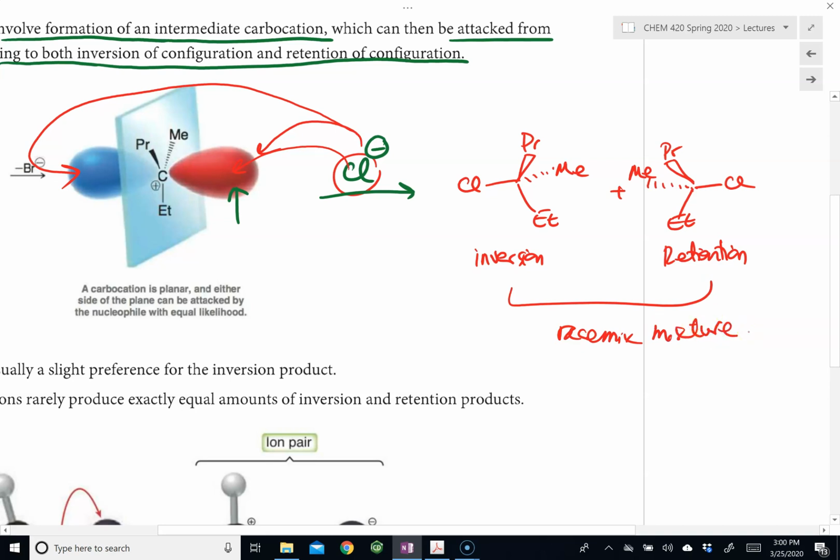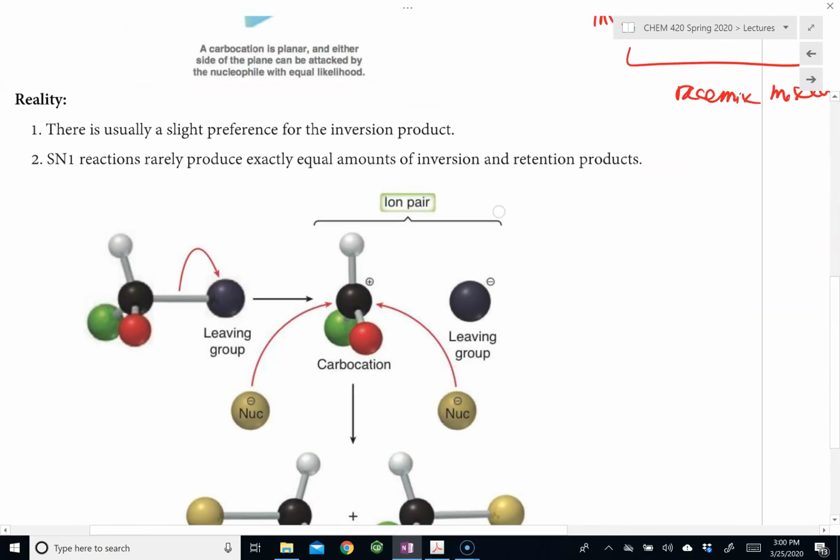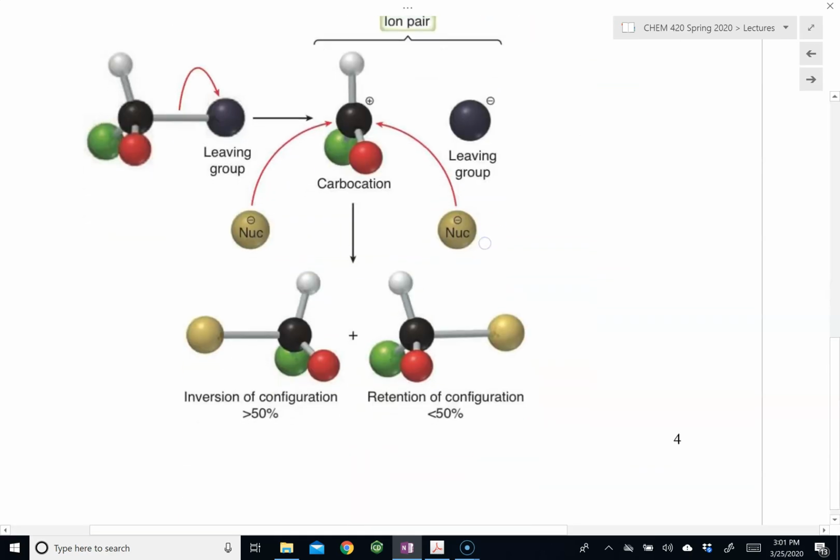So there's no stereochemistry control in the SN1 reaction mechanism. But in reality, there is usually a slight preference for the inversion of configuration product compared to the product that has the retention of configuration. And therefore, we do not form exactly equal amounts of both enantiomers, but slightly more of one over the other. And the reason why is as follows.